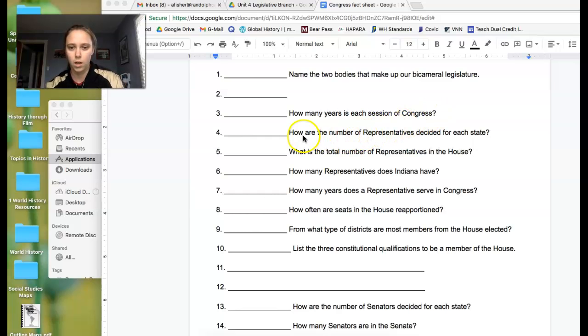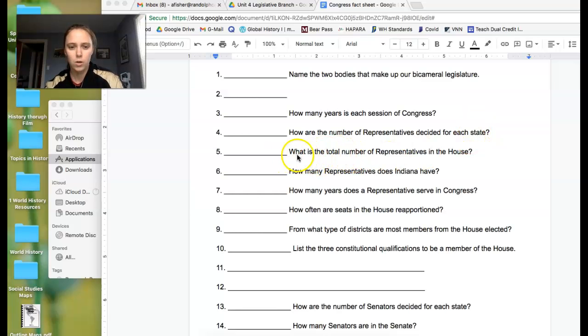Question 4. How are the numbers of representatives divided for each state? This is where the House thing, the Congress thing, it gets a little complicated. Representatives is referring to the House of Representatives. Sometimes it's just called representatives. So how are the numbers of representatives decided for each state? Based on that state's population. Right? California has more, Montana has less, right? So it's completely based on how many people live in that state.